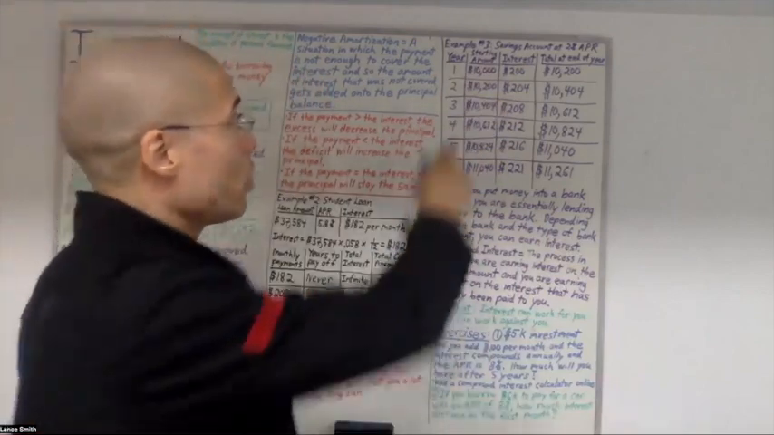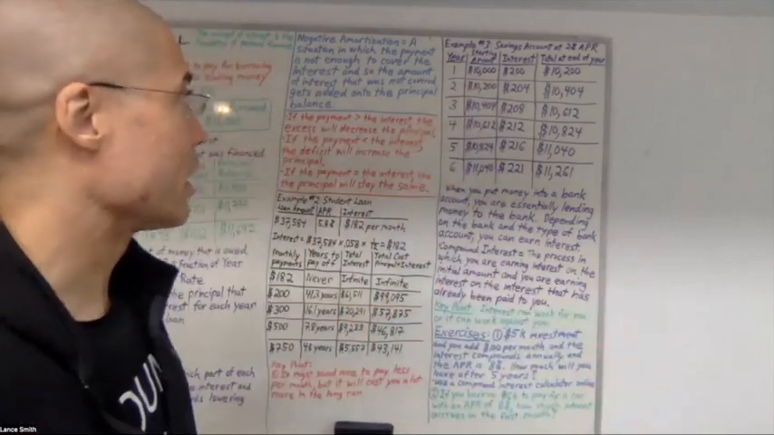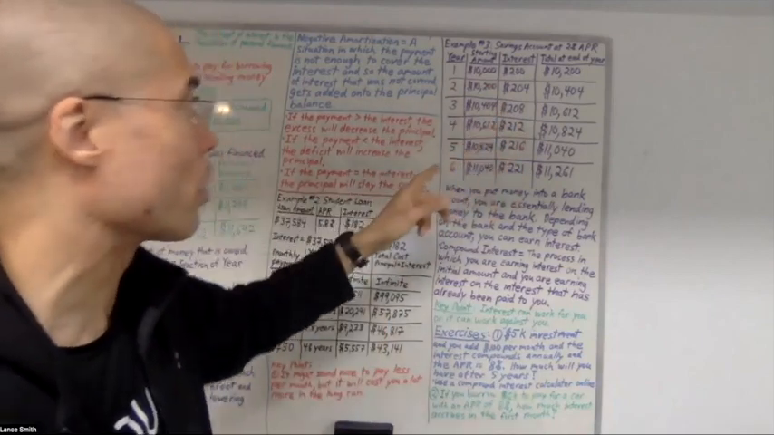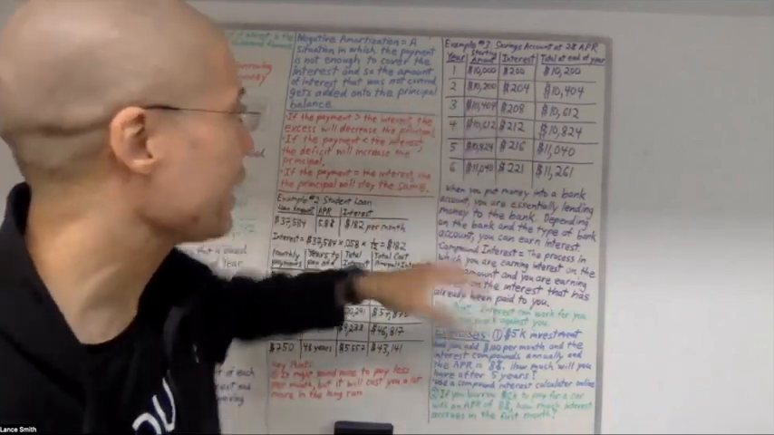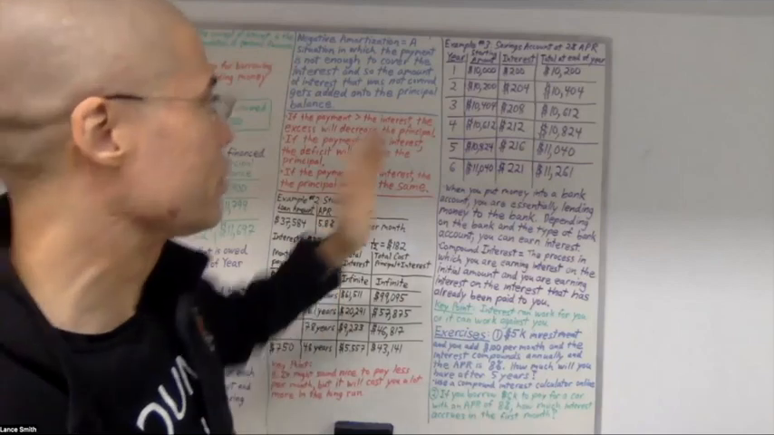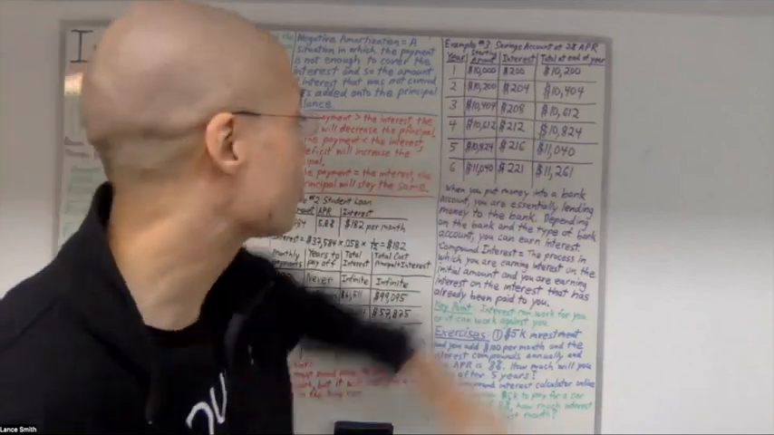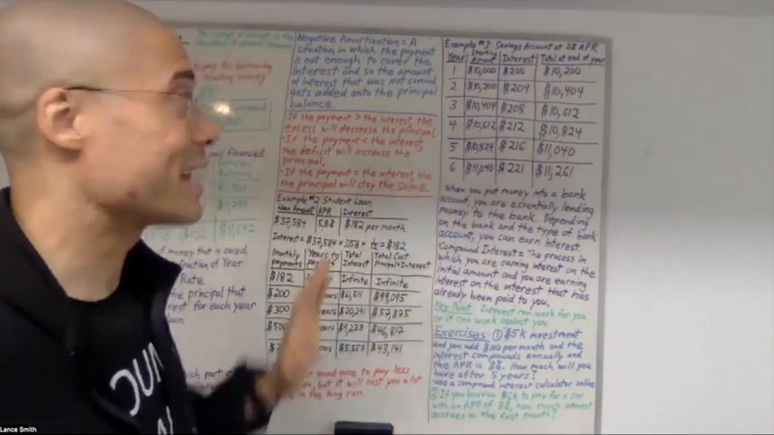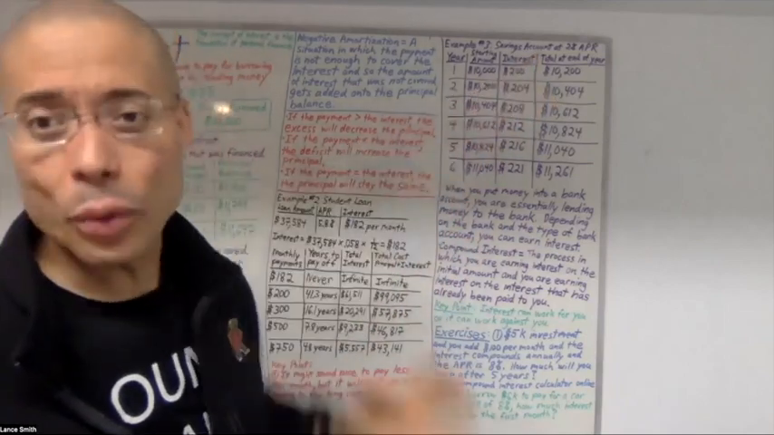The first year we only increased it by $200, but the second year it increased by 204. Then the third year 208, then 212 for the fourth year, then 216 for the fifth year, and then 221 for the sixth year, right? And keep in mind, this is a very low interest rate.